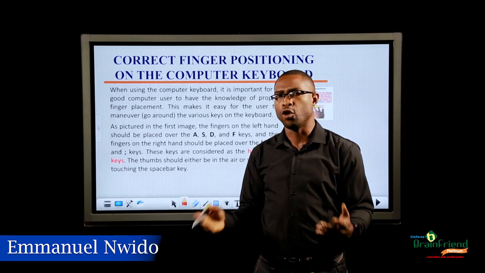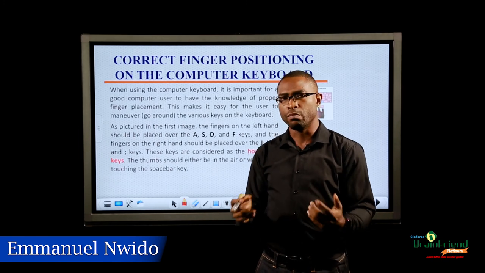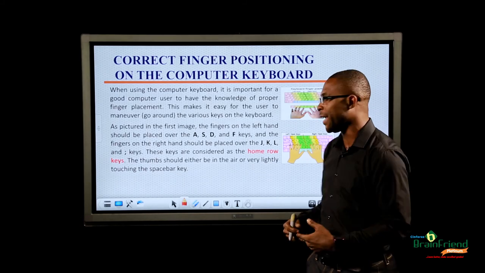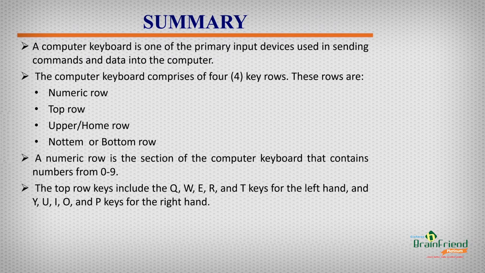With that, we have come to the end of today's class. But before we go, let's take a quick summary of what we have learned today. In today's class, we learned that a computer keyboard is one of the primary input devices used in sending commands and data into the computer. We also learned that the computer keyboard comprises four key rows. These rows are the numeric row, the top row, the upper or home row, and the bottom row.